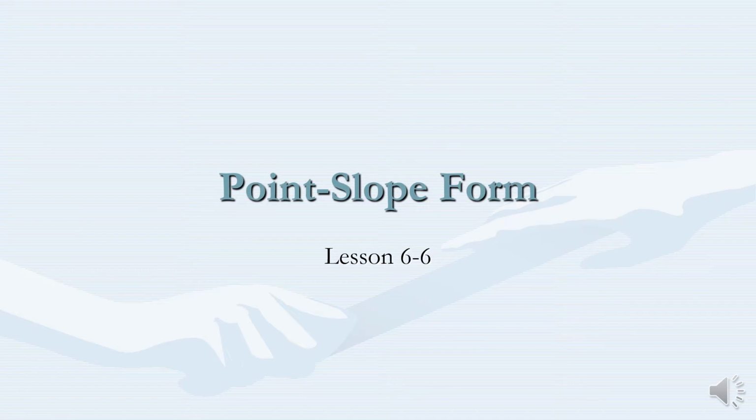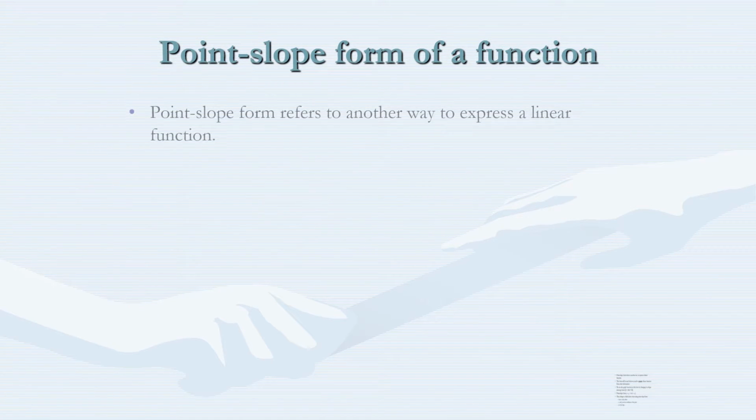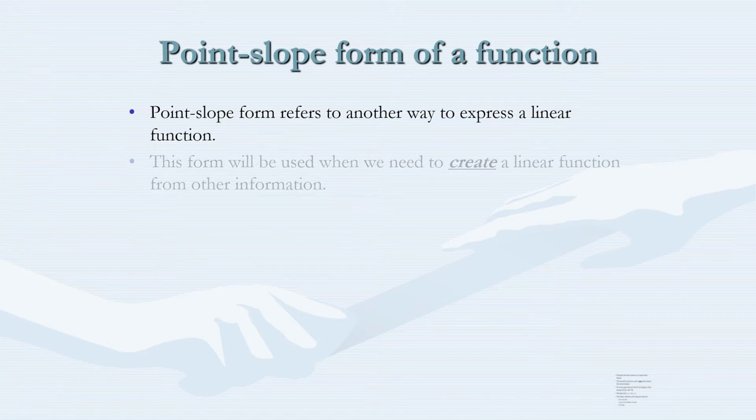Lesson 6-6, Point Slope Form. Point slope form of a linear function is another way to express a linear function. This form is typically used when we need to create linear functions from other information. It's the easiest way to find it when we have very little information.